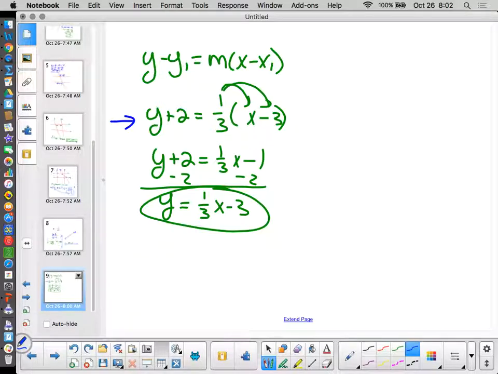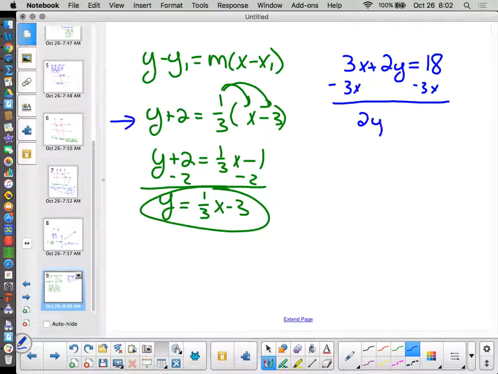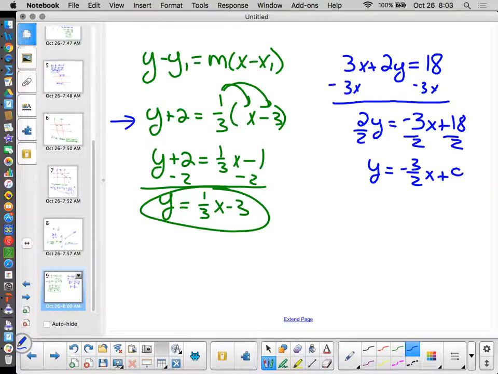Number 17, 3x plus 2y equals 18 is my parallel line. And what did we learn yesterday? That it's not the slope until it's in slope-intercept form, is it? The slope is not 2. The slope is not 3. The slope is not 18. It's not in slope-intercept form. We have to do what to get it slope-intercept? Subtract 3x. So 2y equals -3x plus 18. Now what? Divide by 2. So y equals -3/2 x plus 9.